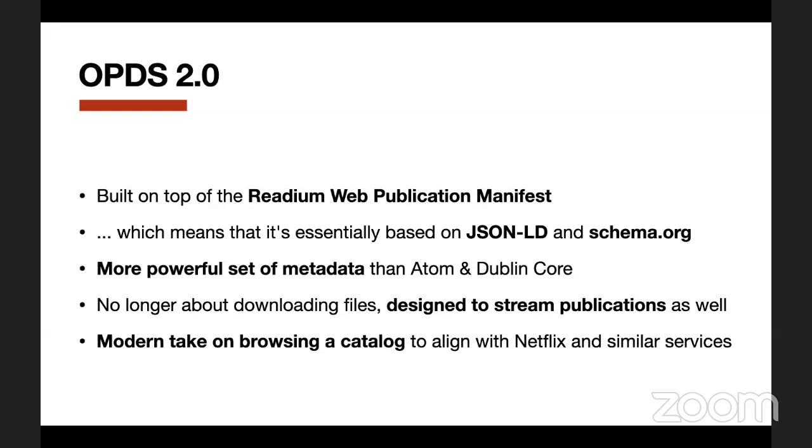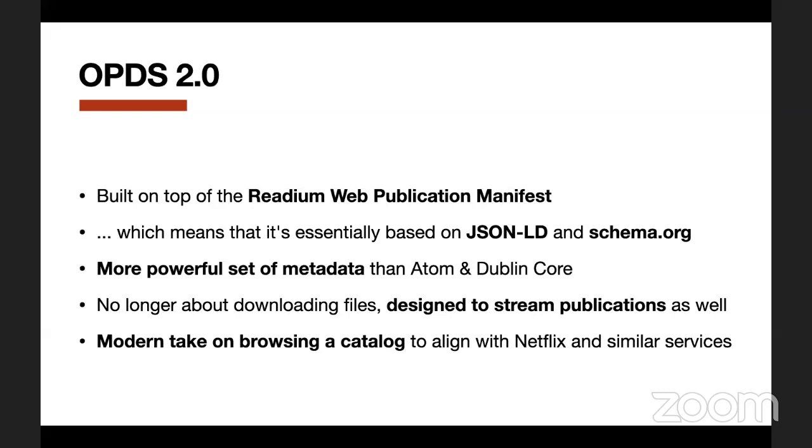So one benefit of that approach is that while OPDS was previously built on top of Atom and Dublin Core, which was a very limited set of metadata, being aligned with schema.org opens the door to a lot more metadata. So we have a lot more ability to describe publications with OPDS 2.